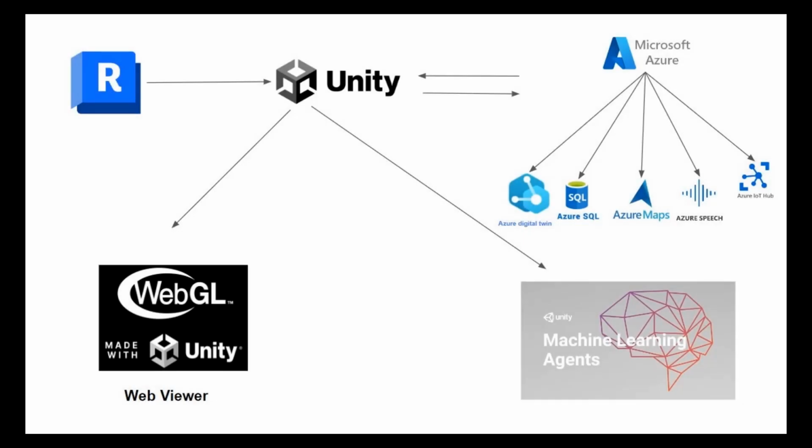So the main concept is that you can have your Revit or BIM model and you can import it to Unity. Once you have your sensors connected and installed in your actual physical building, you can keep reading data using Microsoft Azure, and you can reflect it on your digital twin in Unity.